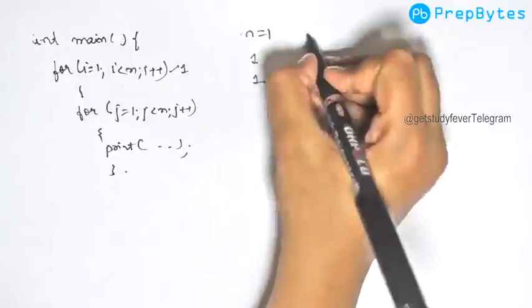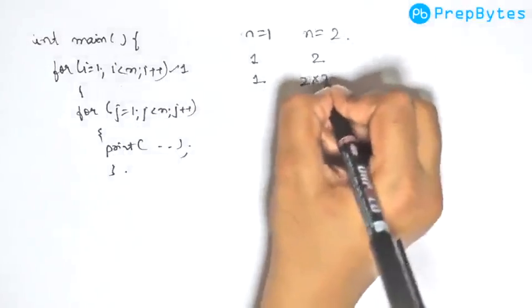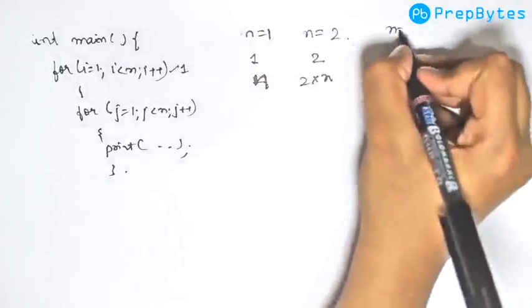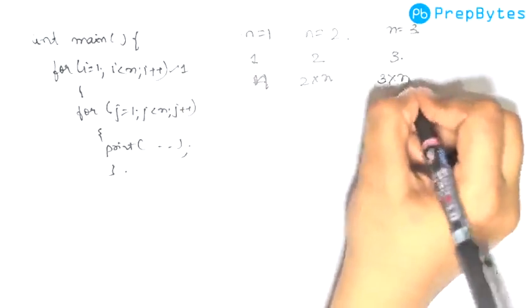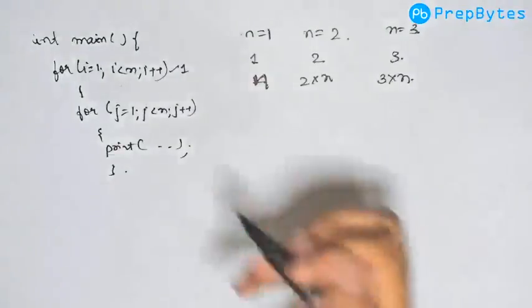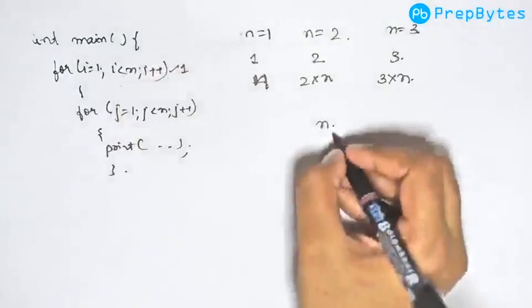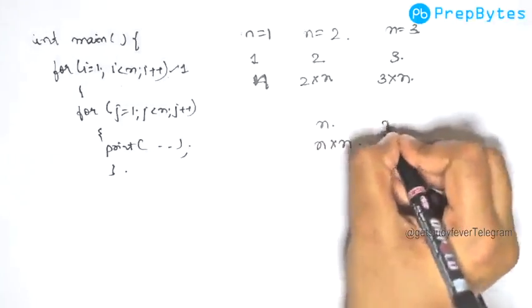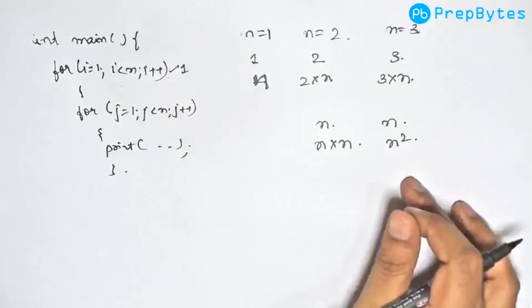We multiply it with the number of operations accordingly. When n is equal to 2, this gets executed n number of times, and when n is equal to 3, this gets executed 3 times, and this gets executed 3 into n number of times. If we try to generalize it, then it gets executed n number of times, and it gets executed n into n number of times, which is n square.